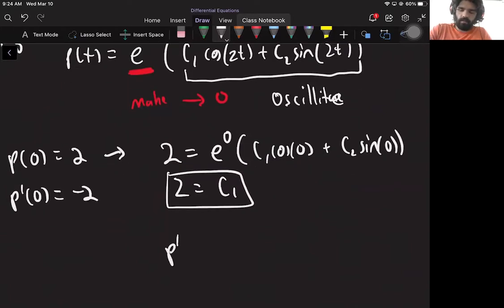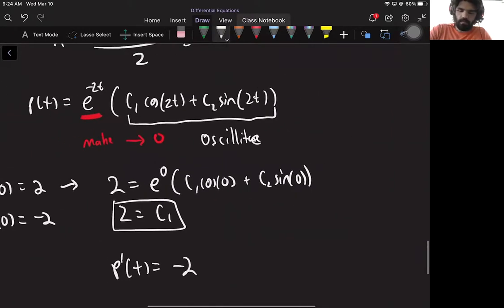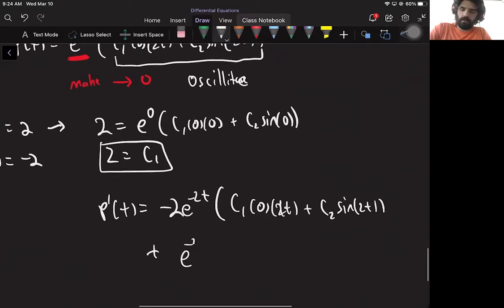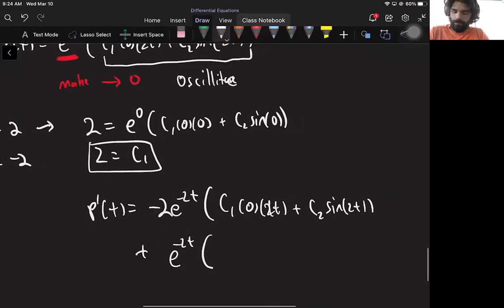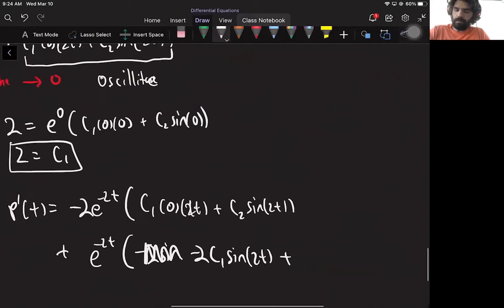Now to use the P prime, I need the derivative, which is going to use the product rule. It's not as bad as it looks. We can do it very quickly. Derivative of the first one, keep this one the same. Then add, keep the first one the same. Take the derivative of cosine, which is negative sine. Oops, there should still be a C1 there. And then the derivative of sine is cosine, times C2.